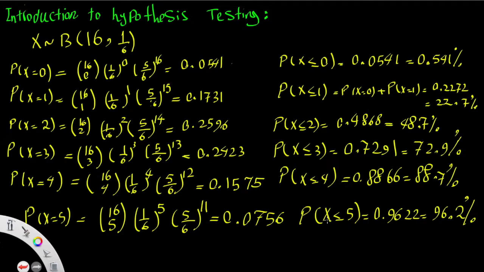Actually, these probabilities tell us, for example, that almost 89% of the time you expect to get a 6 in 16 trials at most 4 times, or in almost 96% of trials you expect to get a 6 at most 5 times, or in other words, the probability of getting 6 sixes or more is less than 4%.